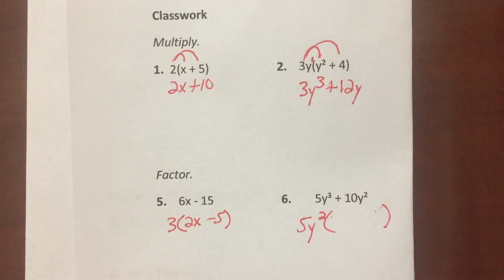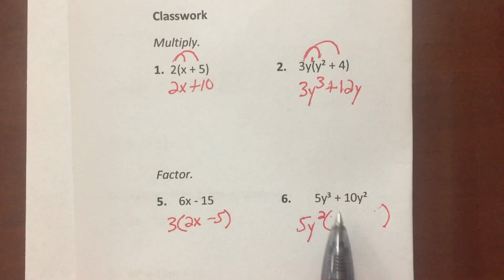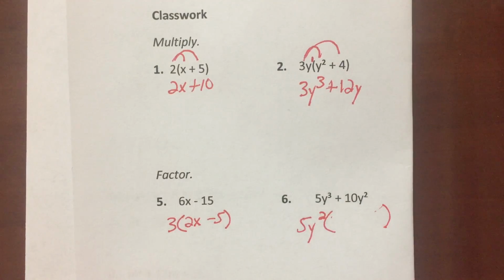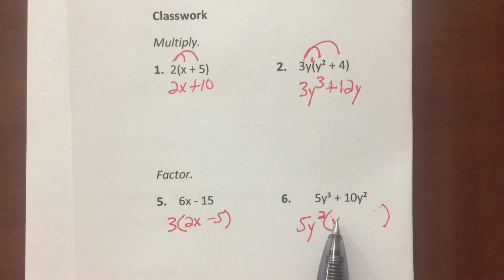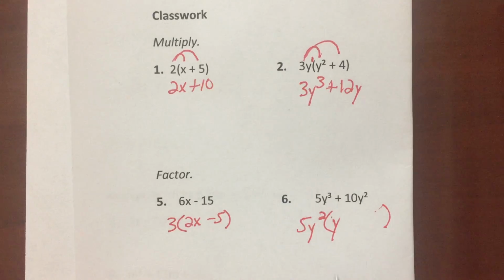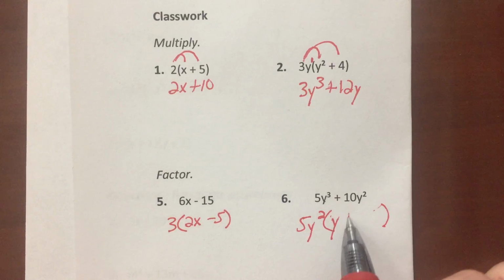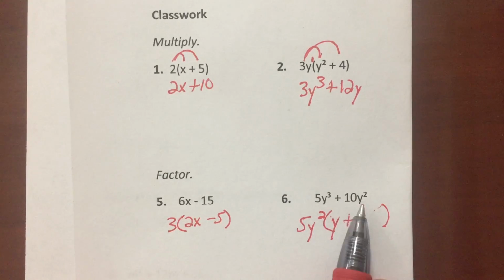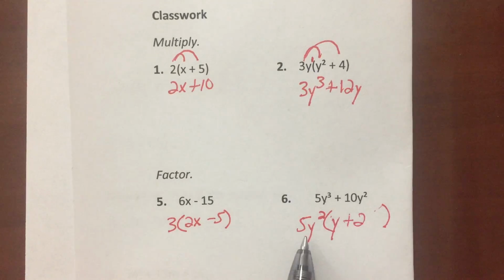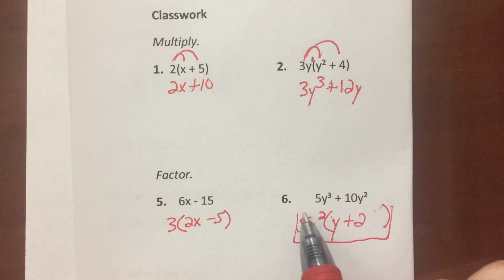I open up my parentheses and ask myself, 5y squared times what would make a 5y to the third? All I need is another y, so that y2 and y1 will make y3. 5y squared would multiply what to become 10y squared? I would need a positive 2 to make 5 times 2, 10. But I don't need any more y's because I already have enough on the outside. There are 2 out here, 2 here, so I am done.